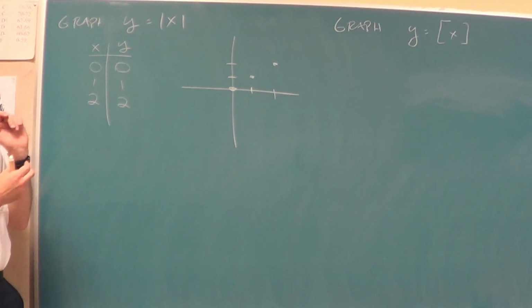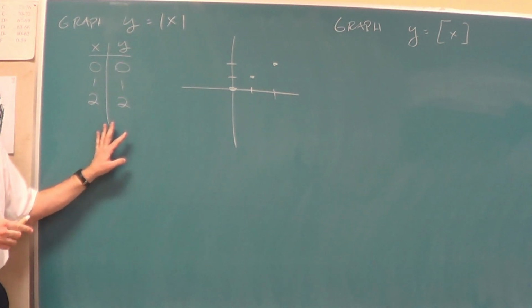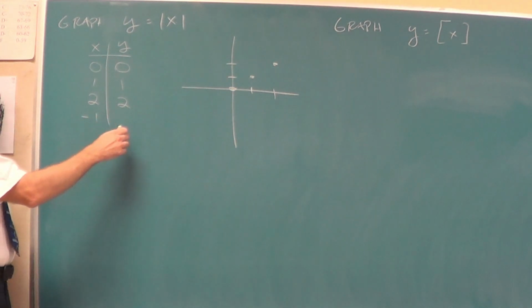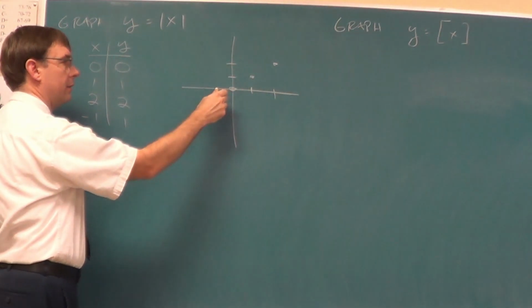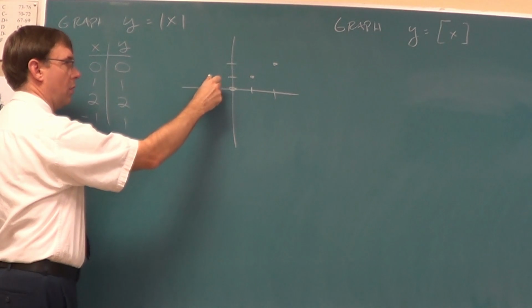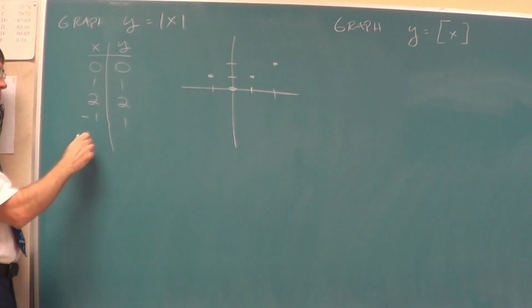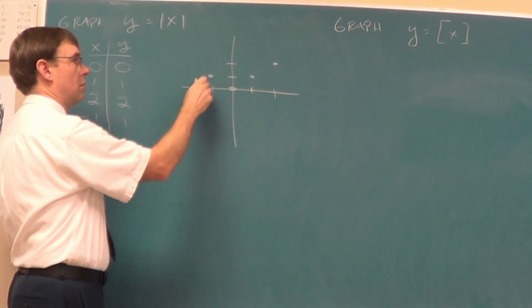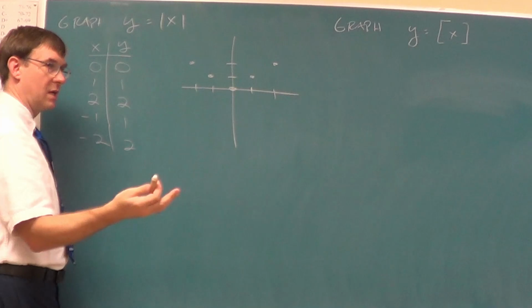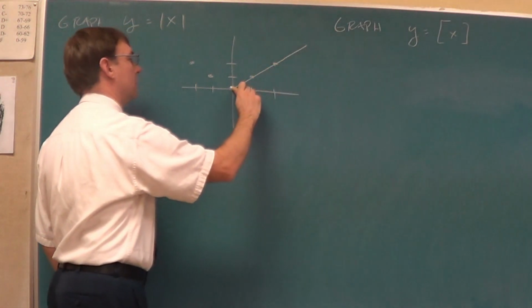So it looks like a line, which means we have some incomplete information. How can we get a little more? Try some negatives. Negative 1's absolute value is 1. So where is that? Left 1, up 1. It's going to be like a donkey. And then let's try one more just to be sure. Negative 2 gets 2. So left 2 up 2, and it is going to be a V. Anything absolute value is going to be a V.